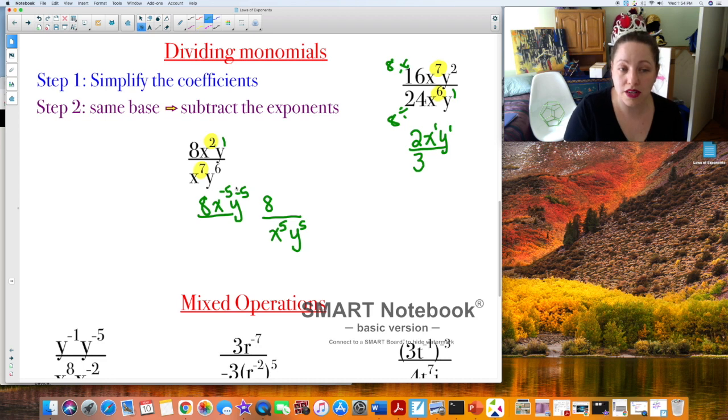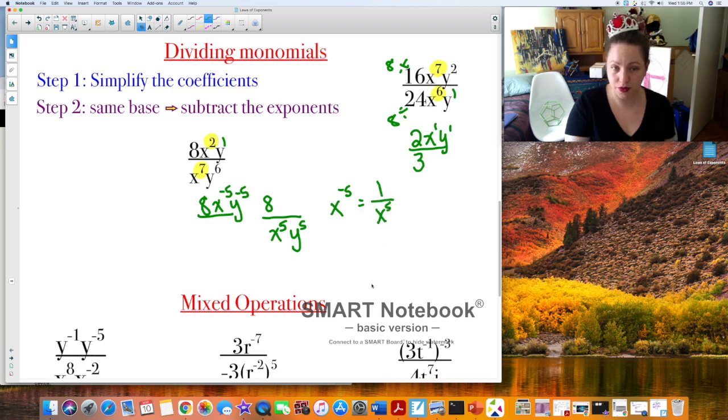So when you have a negative exponent, it's going to move to the bottom of the fraction. Okay, it's going to move to the other side of the fraction, because x to the negative 5th is the same as 1 over x to the 5th power. Okay. So that's a really important thing, is that if you're subtracting and you get a negative.